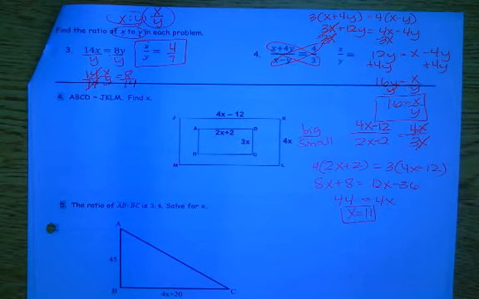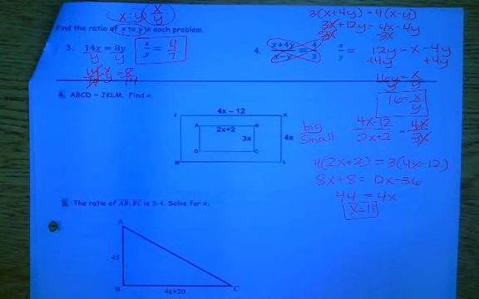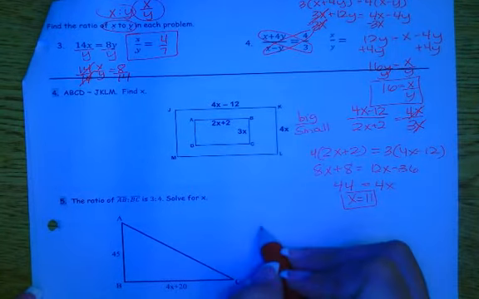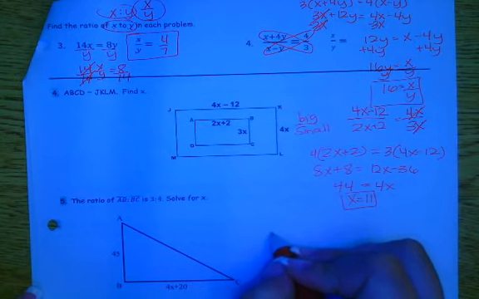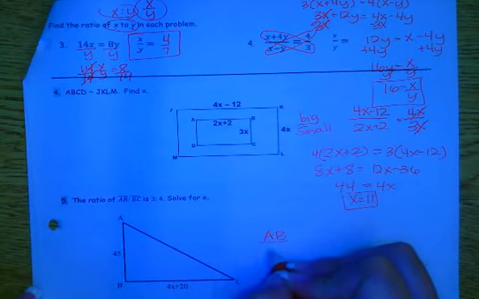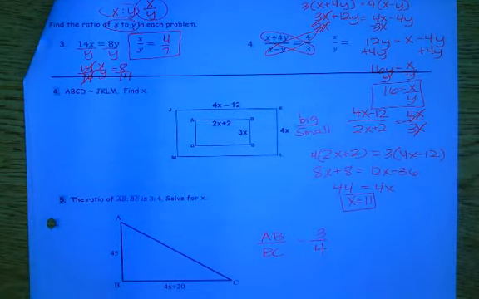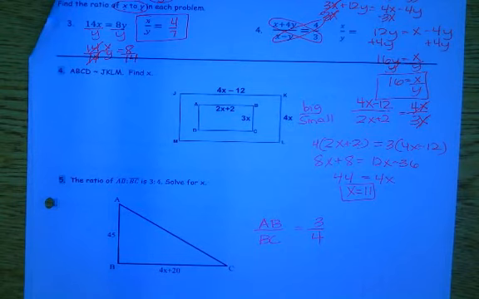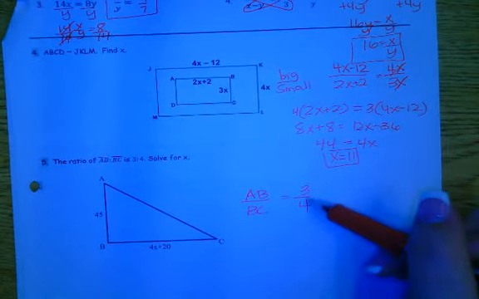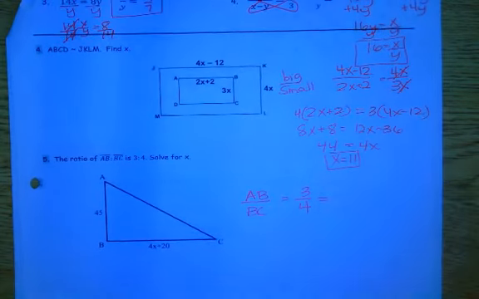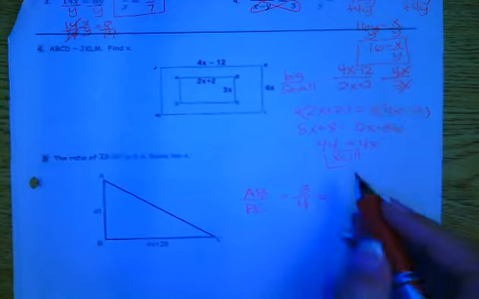Okay, last one. The ratio of AB to BC, so which number goes in my numerator? Or which segment? AB is 3 to 4. Solve for x. Okay, so if we know that the ratio has to be 3 to 4, okay, that's our scale factor. How do I set up the remaining piece? What is AB? 45. What is BC? 4x plus 20. How am I going to solve this? Cross multiply and divide.